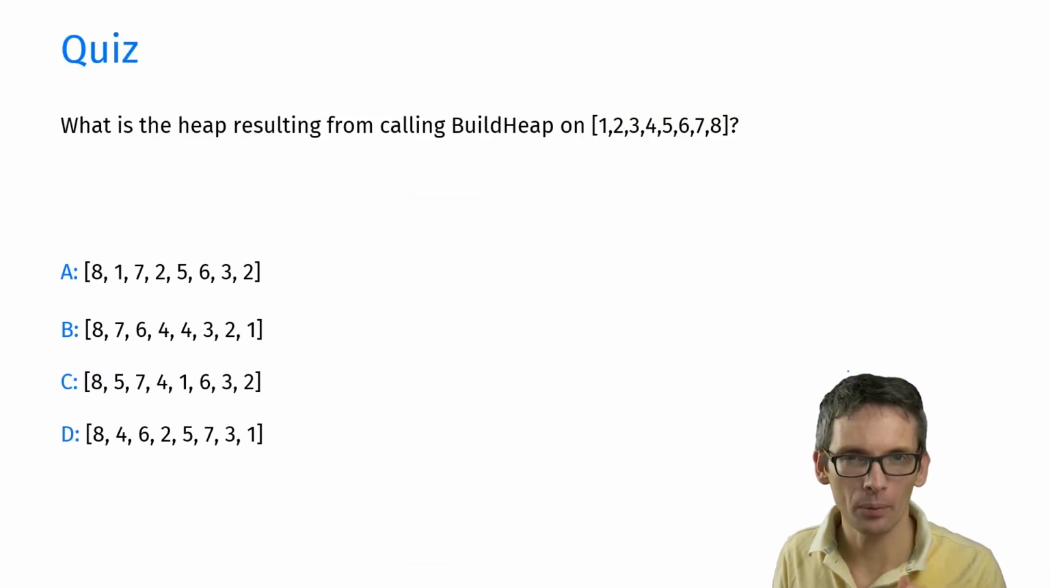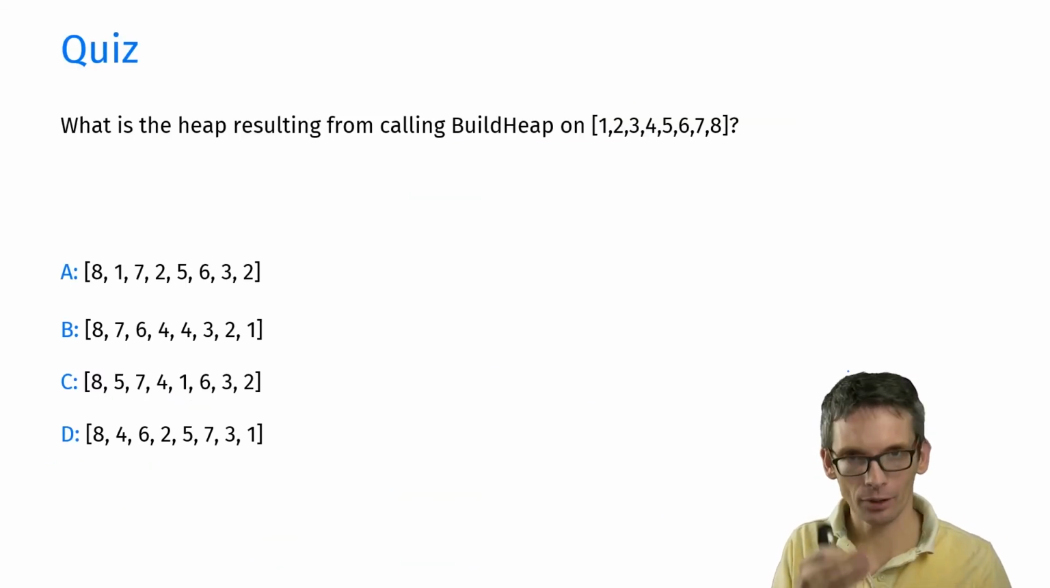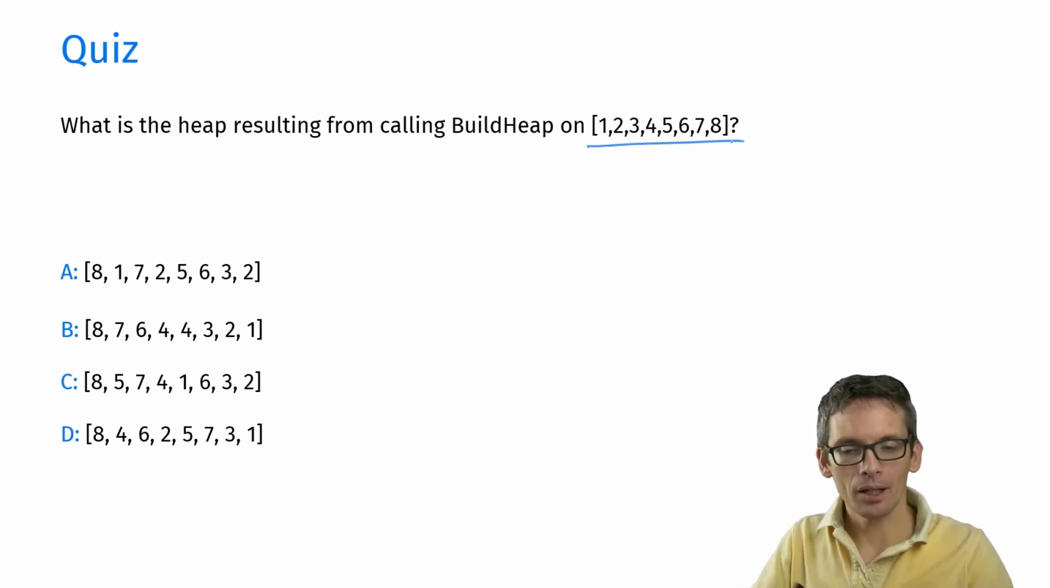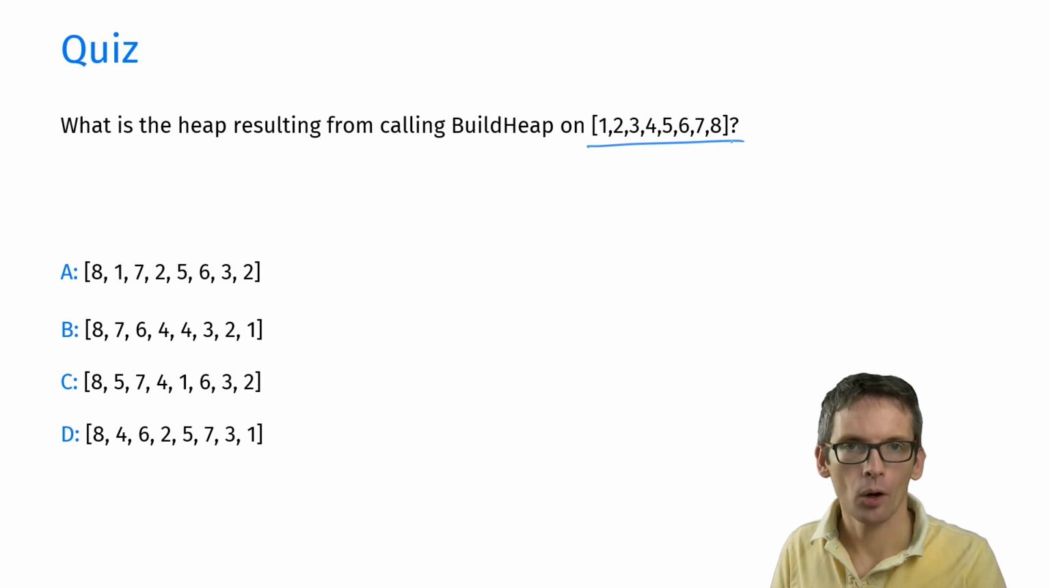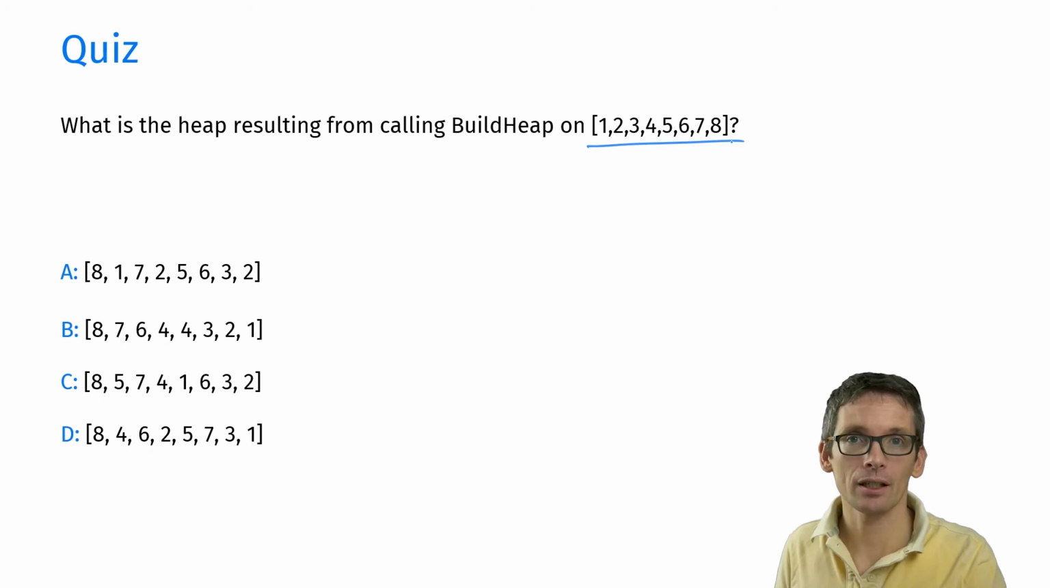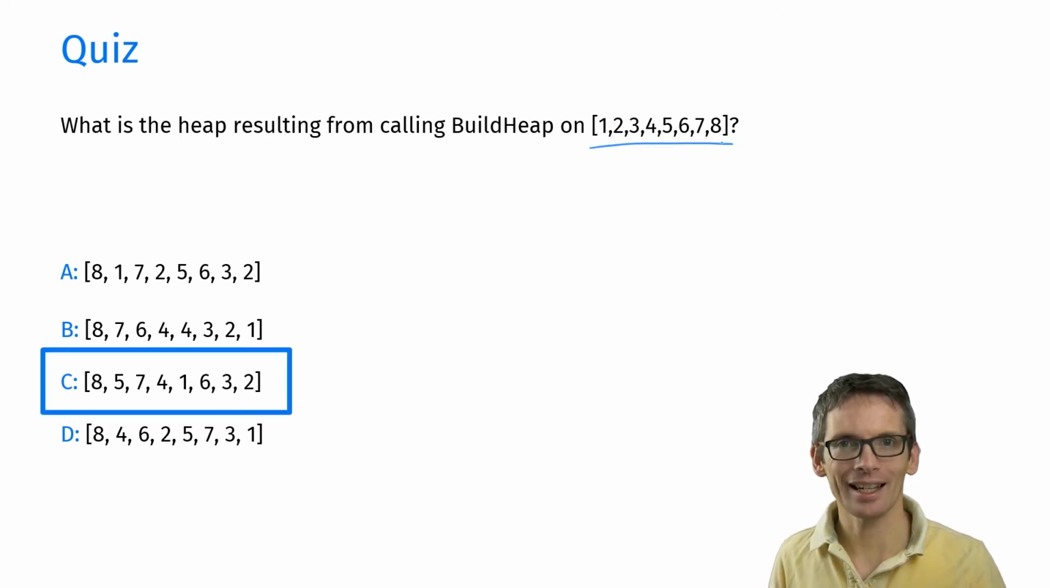To understand how Build Heap works, it's good to simply try it by hand. So that's what I propose that you do. Do Build Heap simply step by step on the input 1, 2, 3, 4, 5, 6, 7, 8. And then the quiz is, what do you get? A, B, C, or D? The correct answer is C.